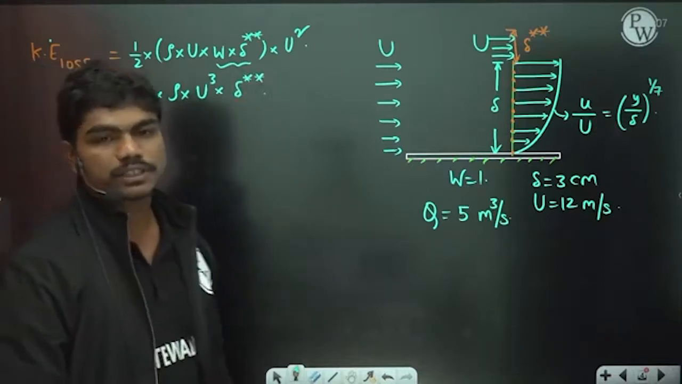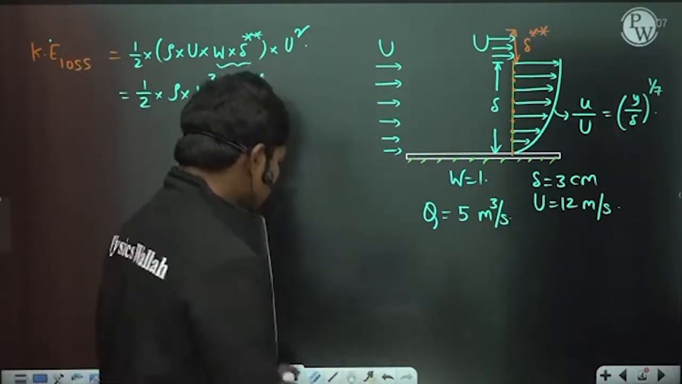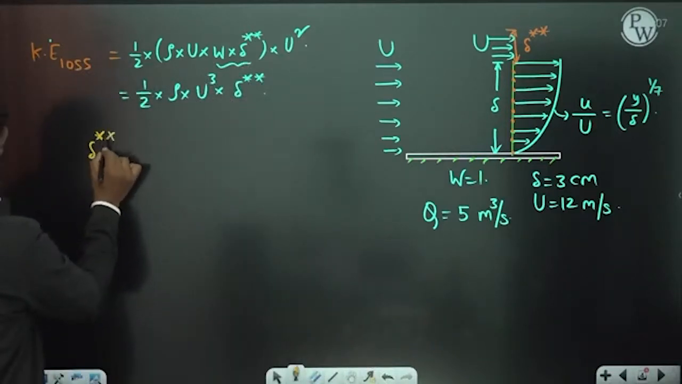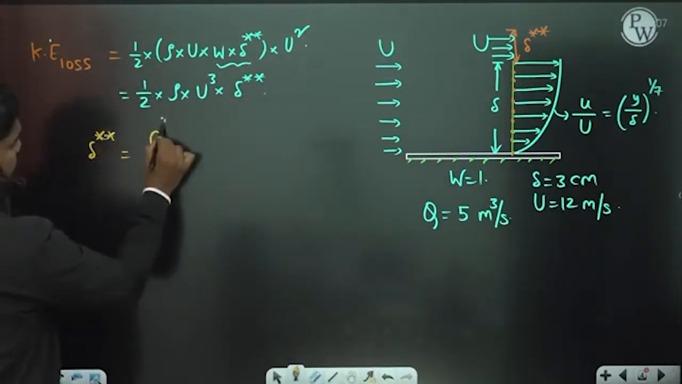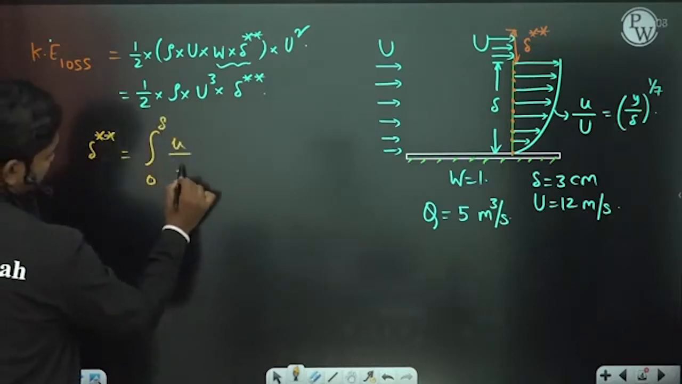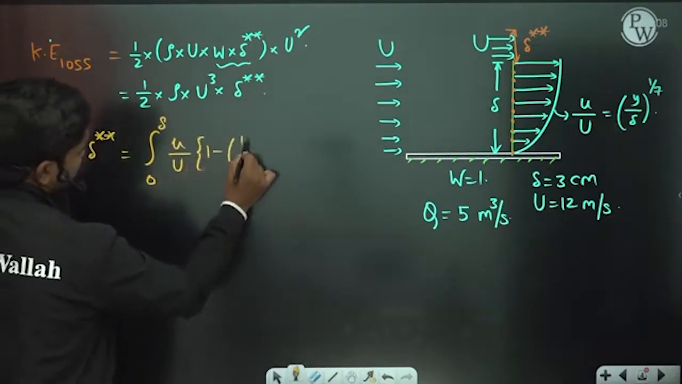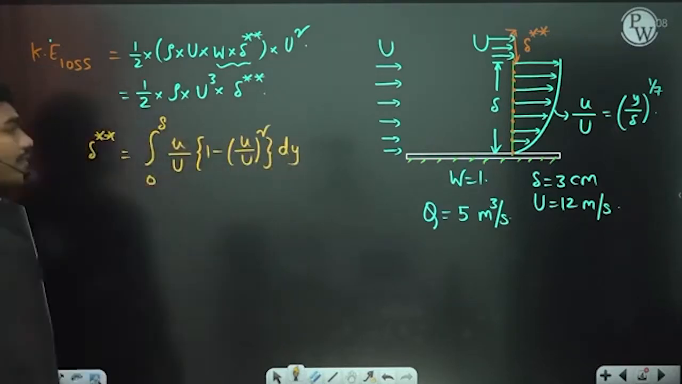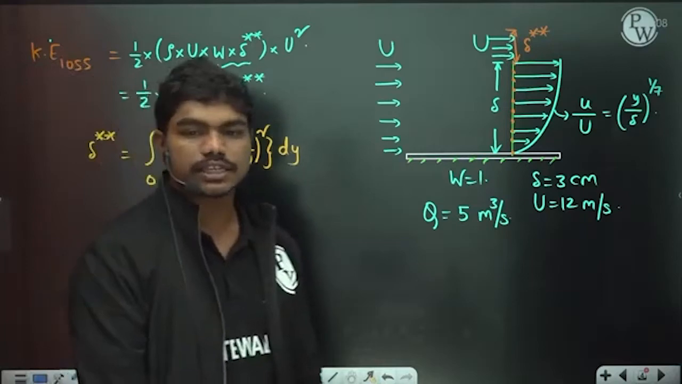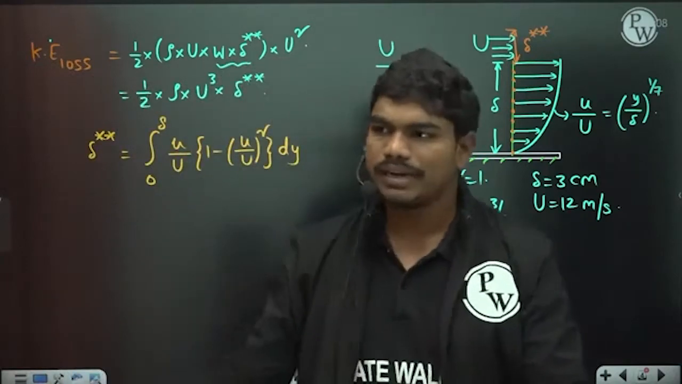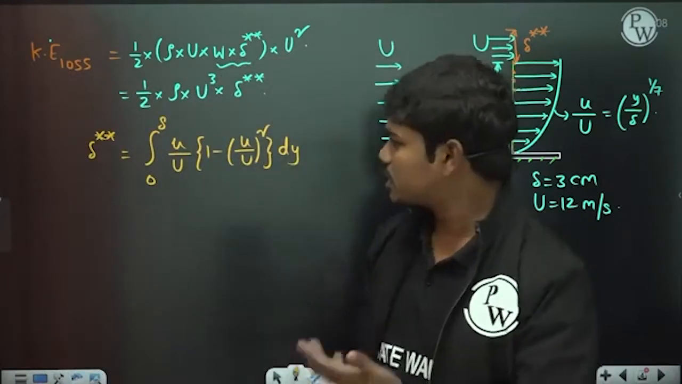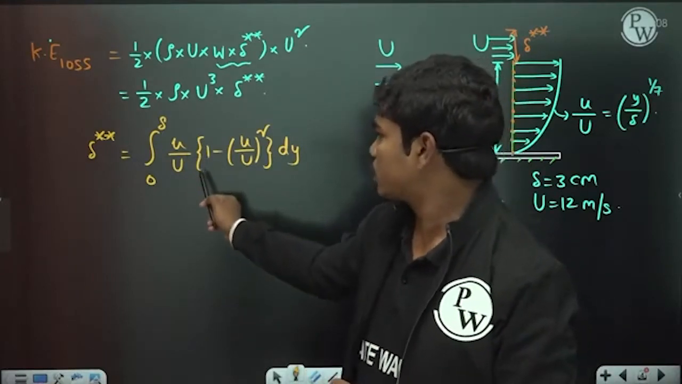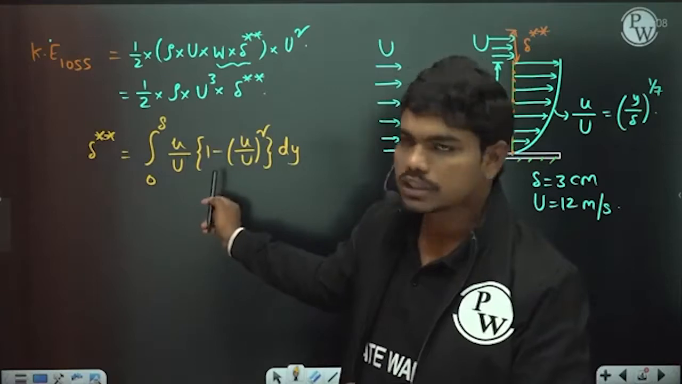So let us see what the expression for energy thickness is. We know delta double star, which is your energy thickness, is equal to the integral 0 to delta of U by capital U times 1 minus U by capital U whole square dy. This is the expression for the energy thickness. Basically, we have derived this in many fluid mechanics courses. You might have seen this expression. The energy thickness of any velocity profile is given by the integral of small u by capital U times 1 minus small u by capital U whole square into dy.